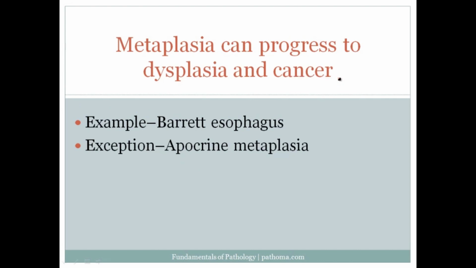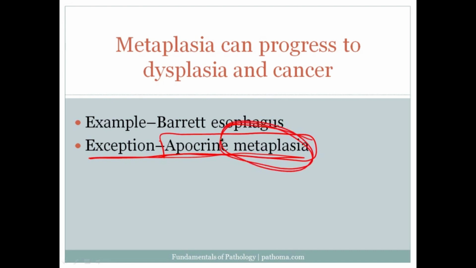Now, one very important exception, which is commonly tested, is that apocrine metaplasia does not increase the risk for cancer. Okay, what's apocrine metaplasia? Apocrine metaplasia is one of the changes seen in association with fibrocystic change of the breast. The fibrocystic changes can be associated with an increased risk for the future development of breast cancer. However, apocrine metaplasia does not increase the risk for future breast cancer. That's important because although it's a metaplasia, it does not increase the risk for cancer. So please keep that in the back of your mind.